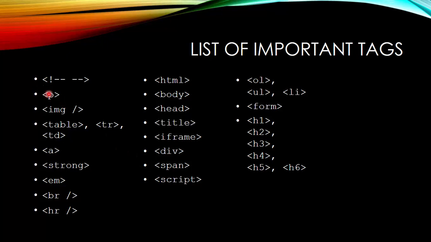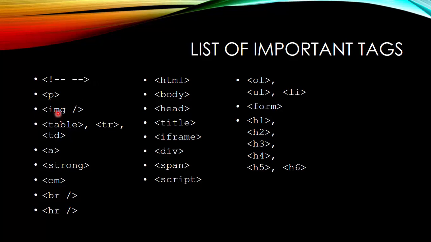So P is paragraph. This is comment. You can put a comment in your HTML file using this tag: less than, followed by an exclamation mark, and then dash dash, and then you put the comment, and then the closing of the opening tag is dash dash greater than. There is no closing tag because a comment is not a tag per se.